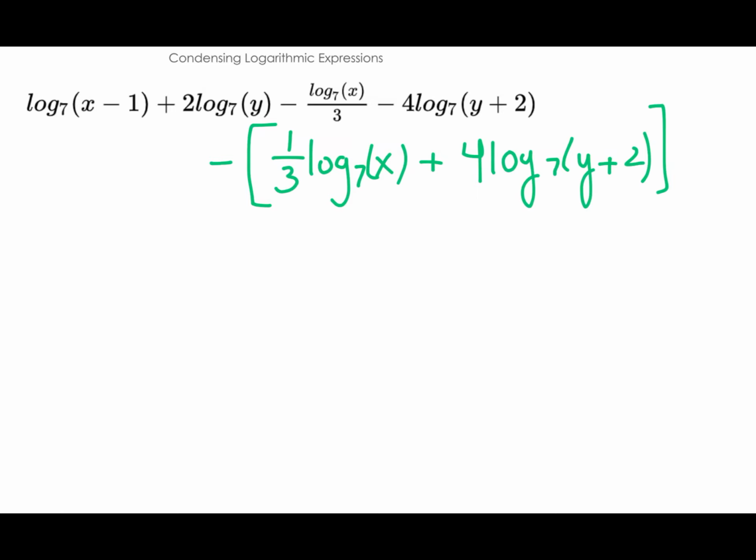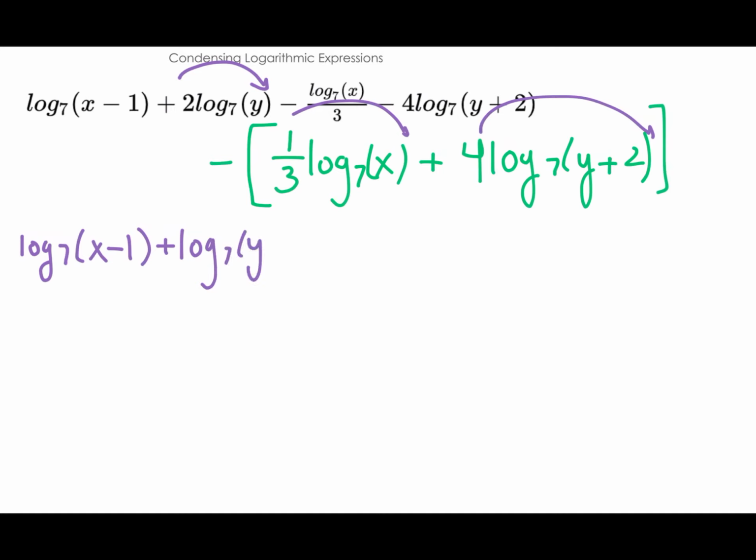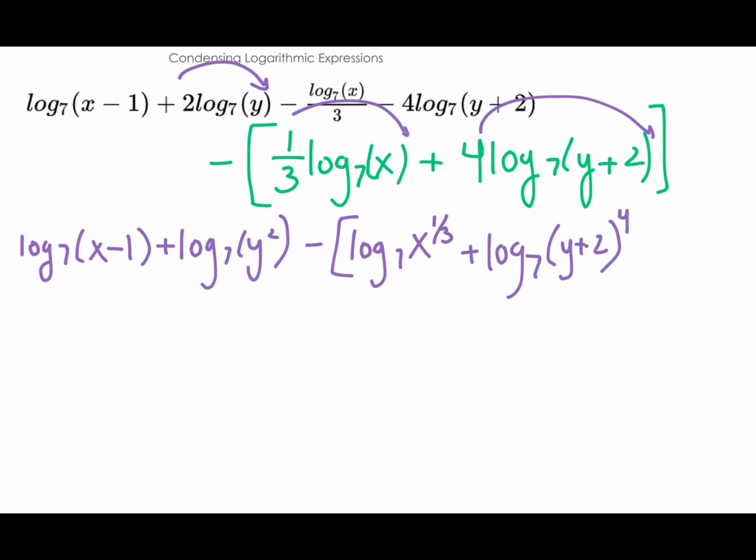First things first, I look at the power rule, okay? Power rule tells me that I need to bring up these exponents. So that's what I am going to do. I'm going to have log base 7 of x minus 1 plus log base 7 of y squared minus bracket log base 7 of x to the 1/3 plus log base 7 of y plus 2 to the power of 4.